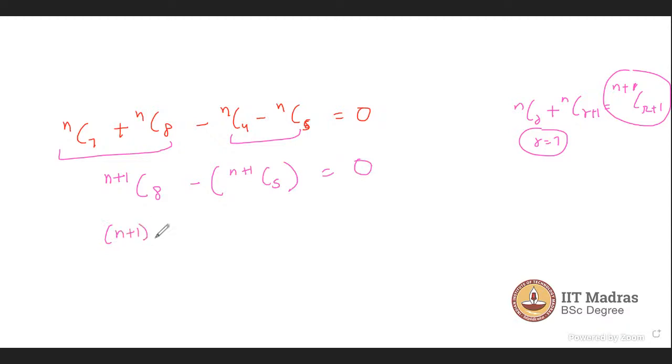Let me open it a bit. So n plus 1 minus 8 becomes n minus 7 factorial. It is equal to (n+1) factorial over 5 factorial.